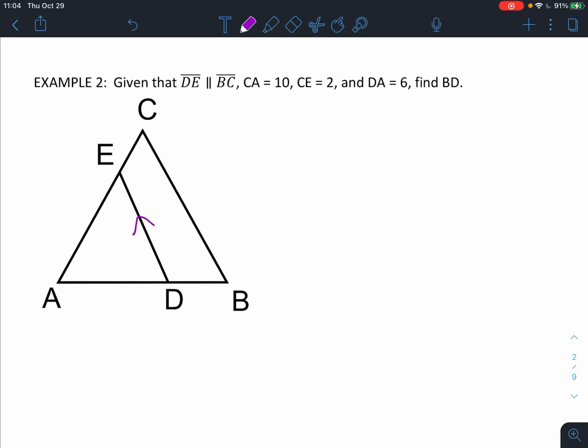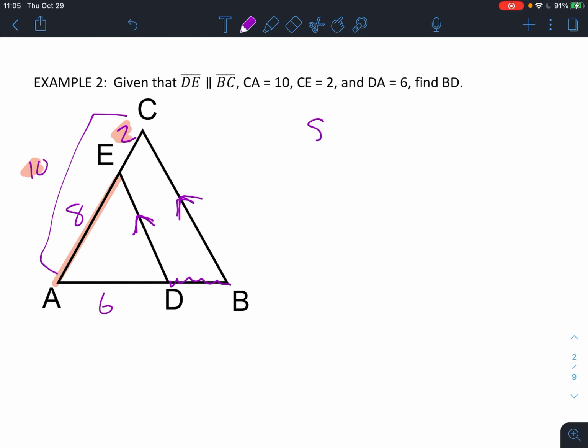Next one, given that DE and BC are parallel, we know the two other sides are automatically divided proportionally now. I know CA is 10, that big piece there. CE is 2, and DA is 6. Find the measure of BD. All right, so the first thing we probably should do is find the measure of EA. So 10 minus 2, this side would be 8.